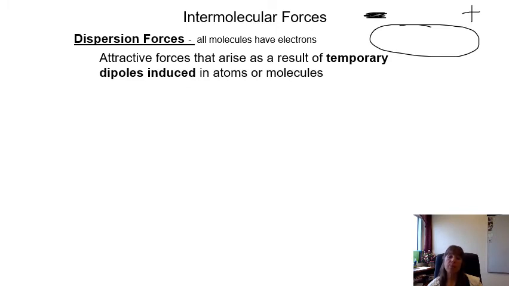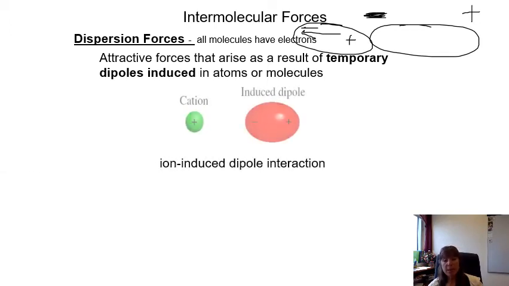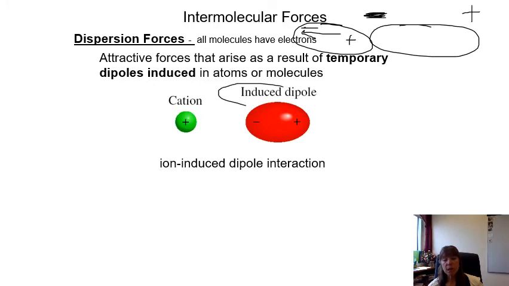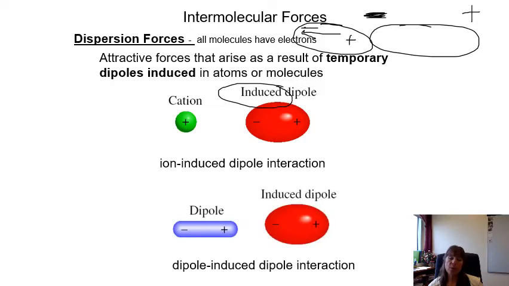And this temporary dipole could be next to another molecule, because that negative is getting a bit closer to one end of a molecule and makes the electrons in that molecule move away. Remember, negatives would repel each other, whereas positive and negative would attract. So if that happens, that means that's an induced dipole. Now, an induced dipole can be induced by a cation, or it can be induced by another permanent dipole.